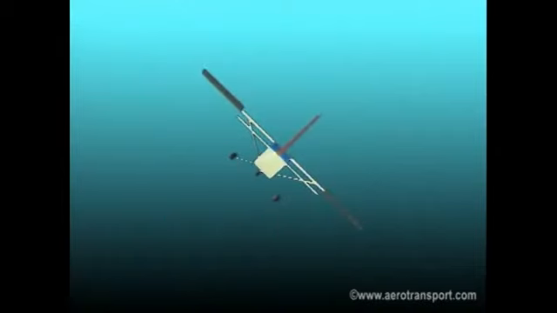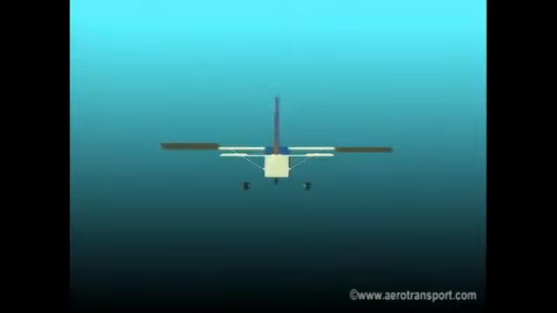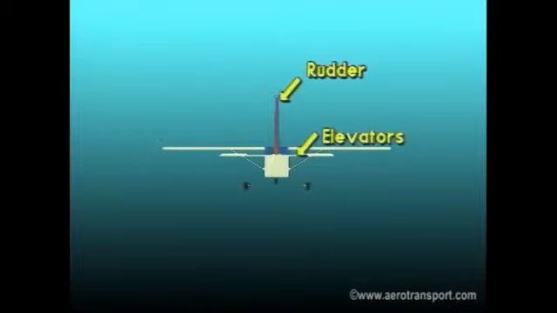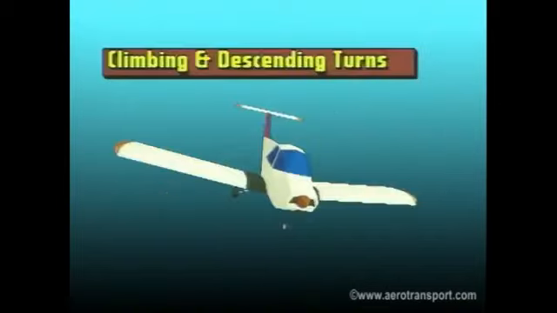To recover from a turn, first look out for other aircraft. Next, use the ailerons to return the aircraft to level flight. Control adverse yaw with the rudder. Maintain your pitch with the elevator, keep the aircraft straight, and look out for other traffic. Now, trim the aircraft.